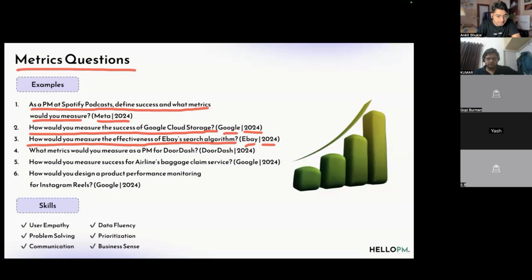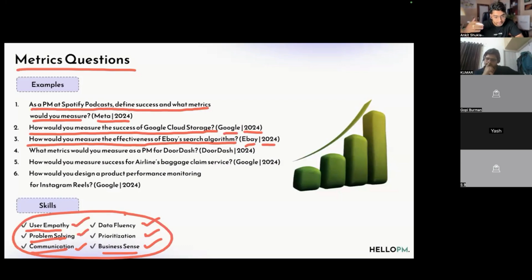Here the skills that they are assessing are user empathy, whether you have the empathy with the users or not, problem solving, communication, data fluency, and prioritization, because you cannot measure all the metrics. You have to prioritize among these metrics as well. And then business sense. Understand, a metric is something that should be connected to not only the users, but also to the business. These are the kind of questions that help your interviewer make sure that you possess all of these skills.